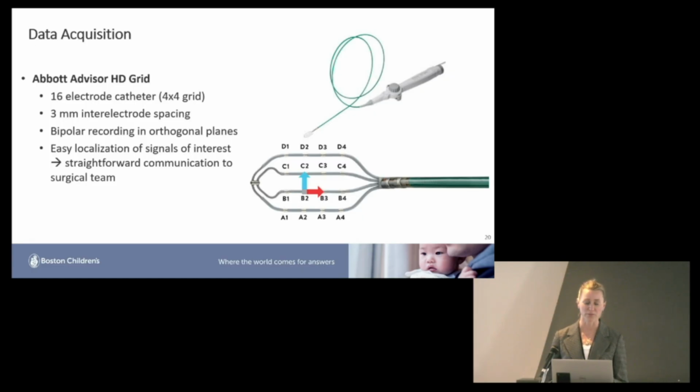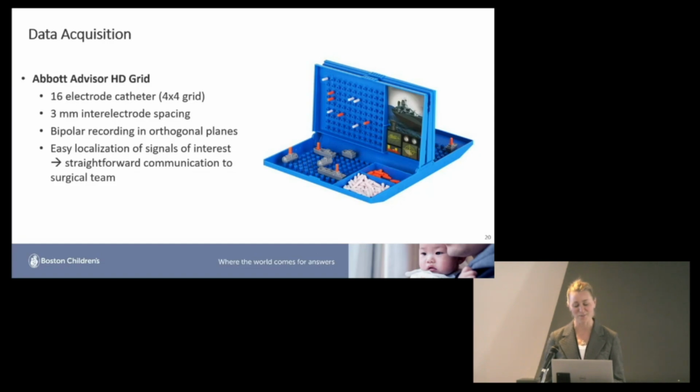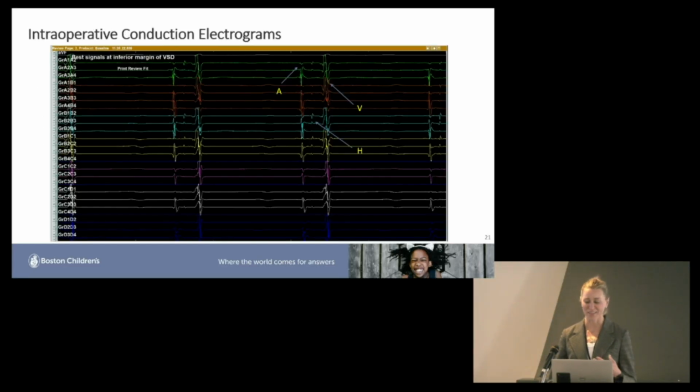We use a commercially available catheter. That's not perfect, but does the job a lot of the time and lets us play a game of battleship with the surgeons where we tell them where we see it and what the coordinates are. And then they adjust accordingly to where they're interested in.